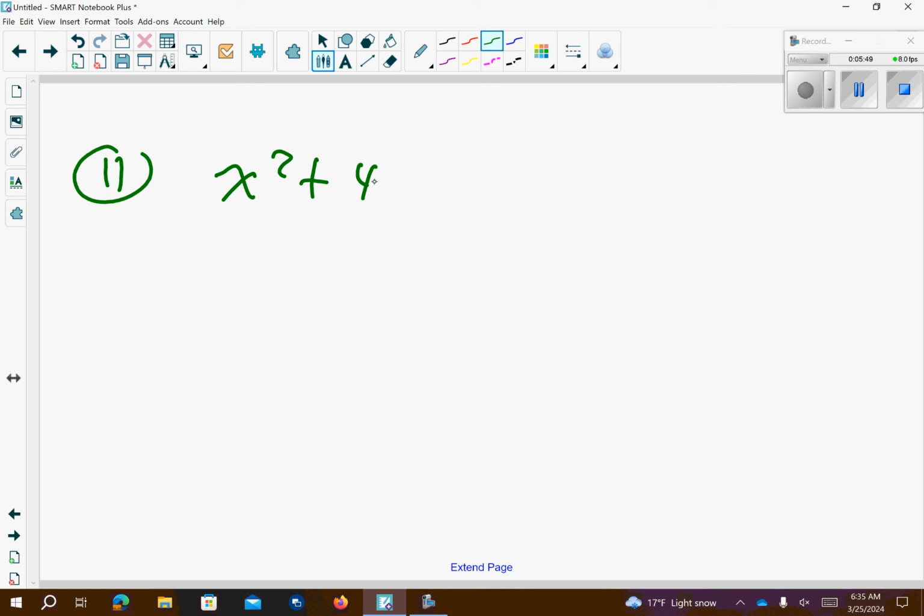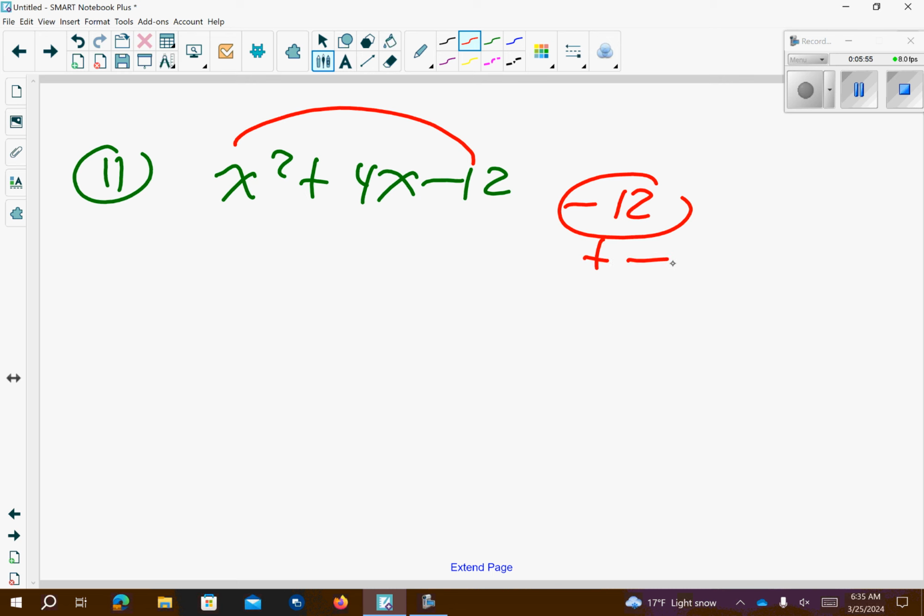x squared plus 4x minus 12. Let's factor it and multiply those together, so I get a negative 12. One's positive, one's negative. And so I'm going to have a positive 6x and a minus 2x that are going to work. They plug in there. Remember, I have 1 and 12, 2 and 6, 3 and 4, but the 2 and 6 are the only ones that are going to work.